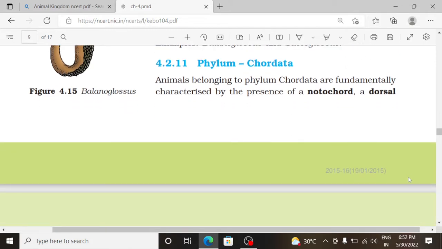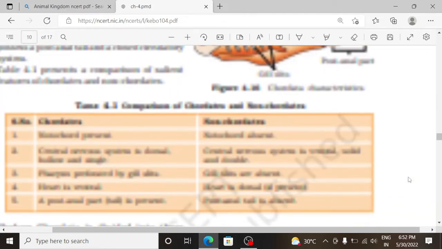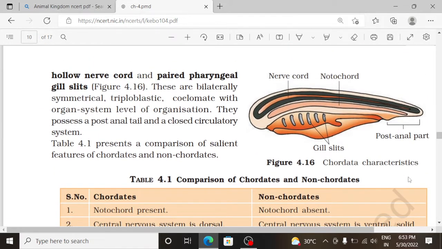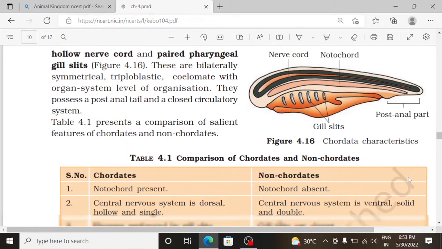Phylum Chordata. Animals belonging to Phylum Chordata are fundamentally categorized by the presence of a notochord, a dorsal hollow nerve cord and paired pharyngeal gill slits. These are bilaterally symmetrical, triploblastic, coelomate with organ system level of organization. They possess a post-anal tail and a closed circulatory system. Table 4.1 presents a comparison of salient features of chordates and non-chordates.